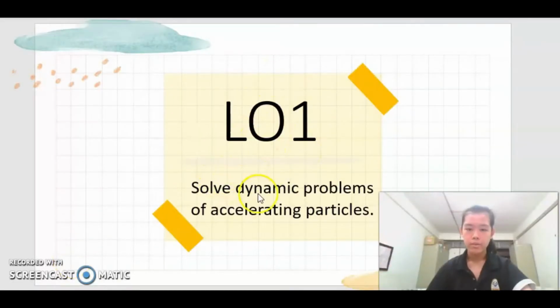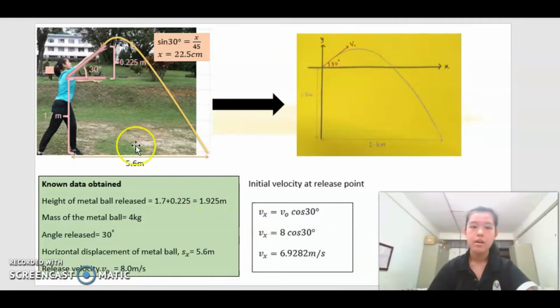For LO1, we'll be solving on the dynamics problem of accelerating particles. Based on our real-life example, which is short put, the data obtained from the real-life example is the height of metal ball release is 1.925 meter, the angle released from my hand is 30 degree, the horizontal displacement of the metal ball is 5.6 meter, and the velocity released from my hand is 8 meter per second.